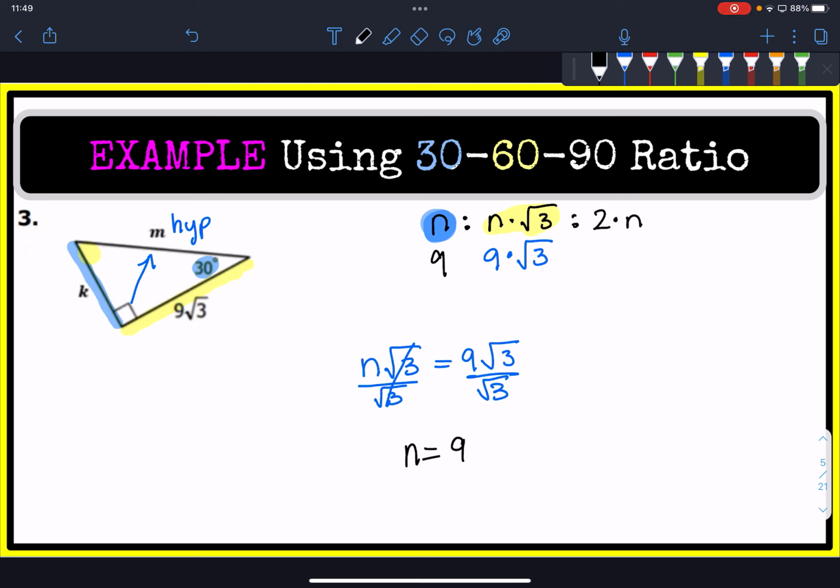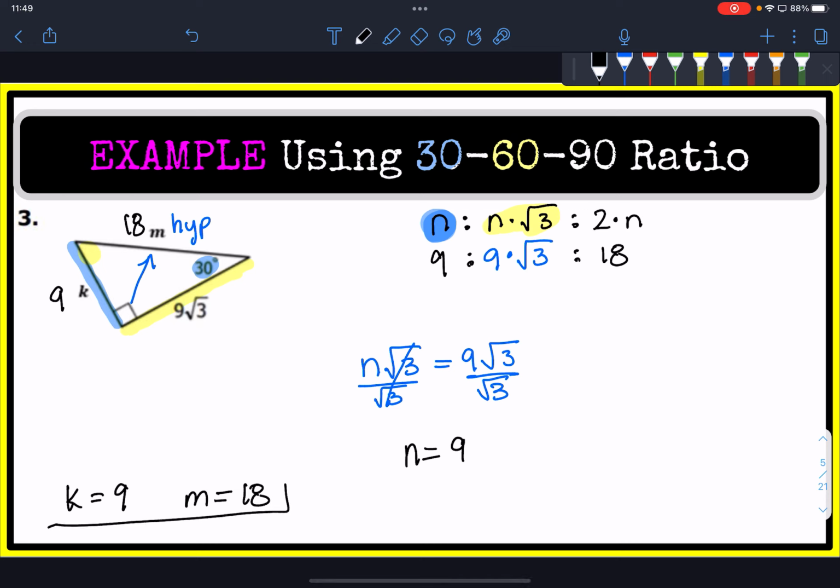So now knowing that the value of n is equal to 9, which again is the short side, this side right here, 9, so k is equal to 9, I can now figure out the hypotenuse by multiplying whatever this value of n is, which is 9, times 2. So multiplying it by 2, we're going to get 18. So this hypotenuse is equal to 18. So k is equal to 9 and m is equal to 18.